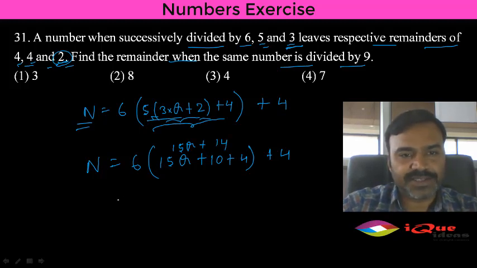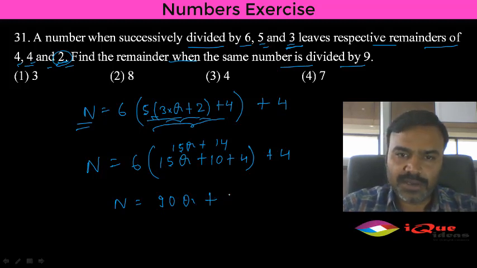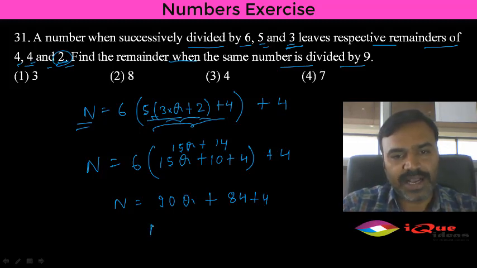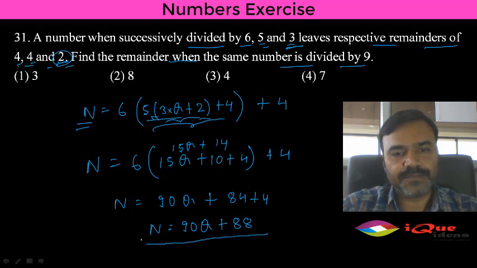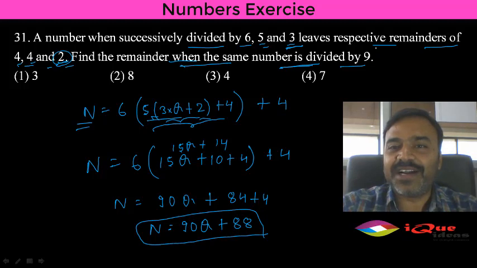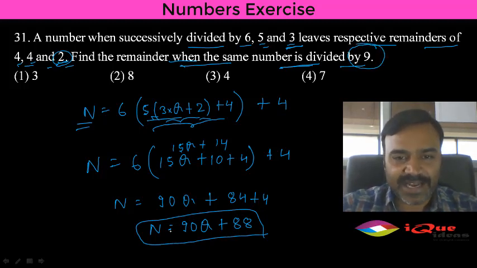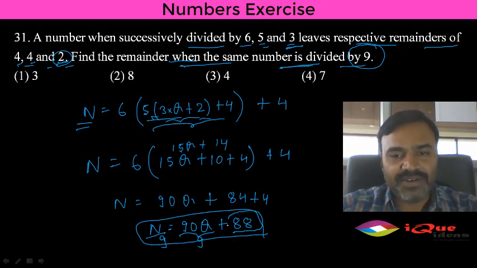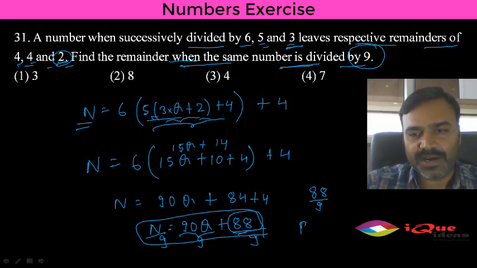If you multiply again by 6, you will get n equal to 6 into 15 is 90q plus 6 into 14 is 84, plus 4. So the number n is 90q plus 88. Perfect. Now the question is asking to find the remainder when the same number is divided by 9. If you divide this n by 9, 90q will be divisible by 9, so no remainder. The remainder will come only from 88. So divide 88 by 9: 9 nines are 81, so 7 remainder.